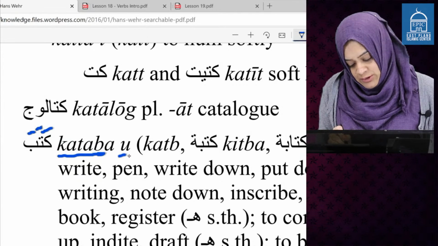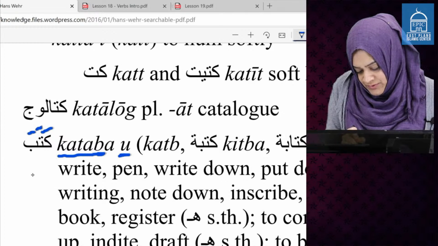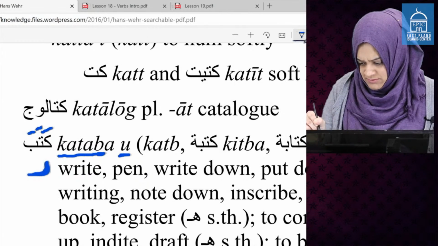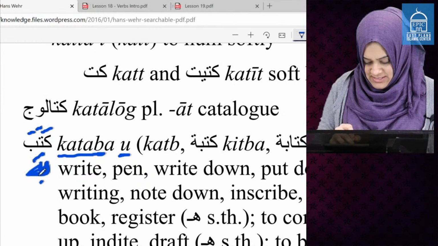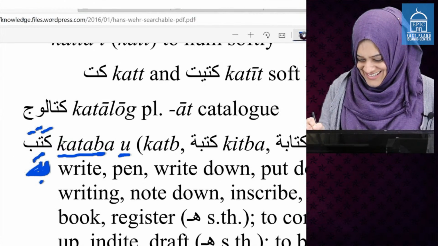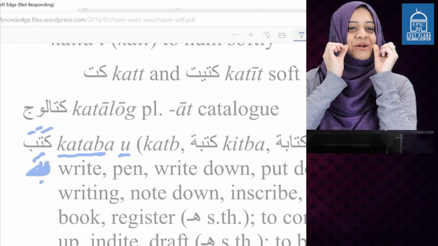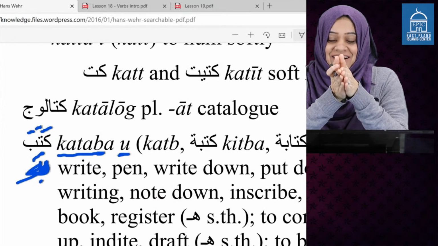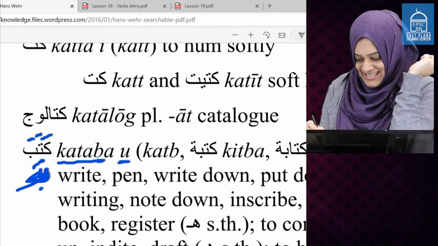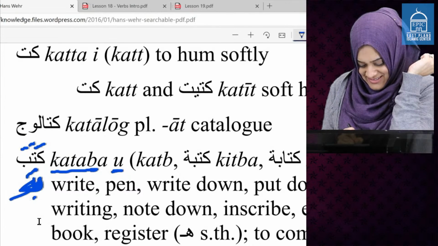What is your mudare? The mudare has a U sound. What does it mean? I'm going to construct my mudare. Oh, come on. This thing doesn't cooperate with me. It's not working now. It stopped working. Anyways, kataba. If you construct your mudare, this is how it's going to look. Should I give up? Yeah, I'm going to give up.